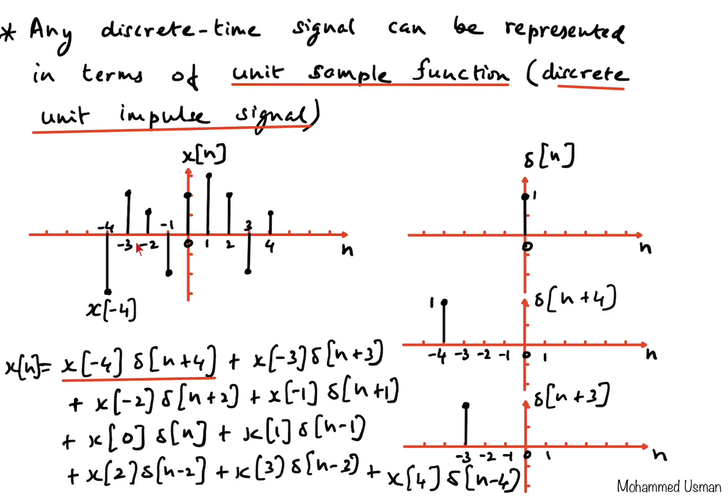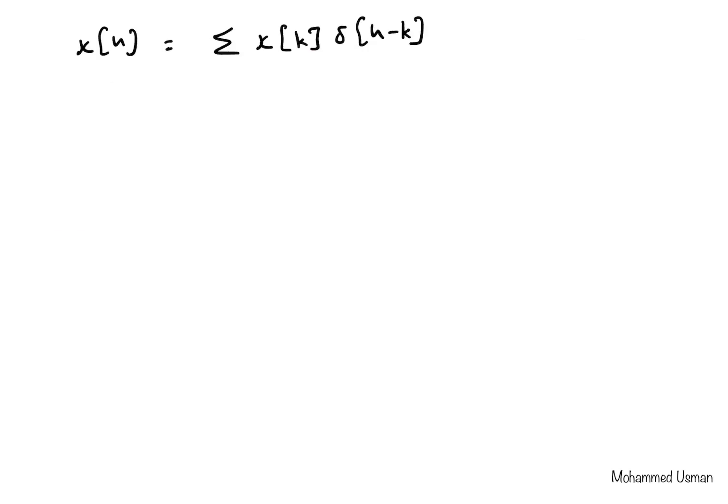So in this particular example, our signal is defined only for k equals minus 4 to plus 4. If there are samples to the left of minus 4 and to the right of plus 4 also, we need to include that. So for this particular example, our k value is ranging from k equals minus 4 to plus 4. So we have basically represented our input signal x of n in terms of shifted and scaled versions of the unit impulse function.